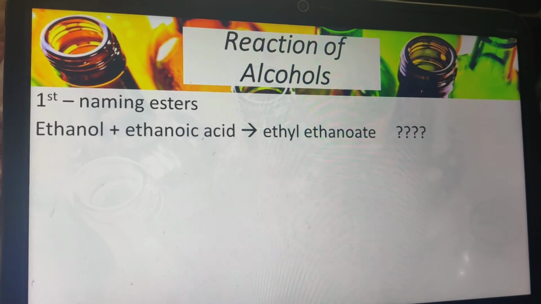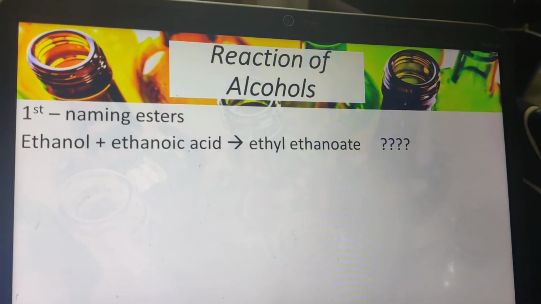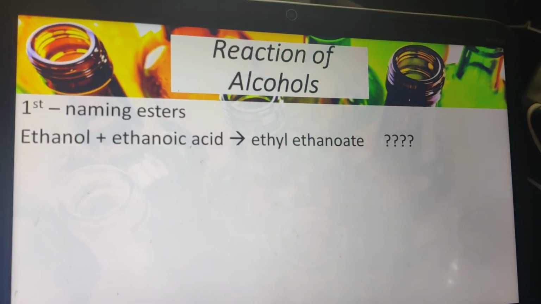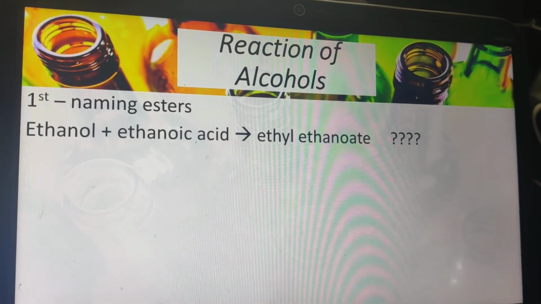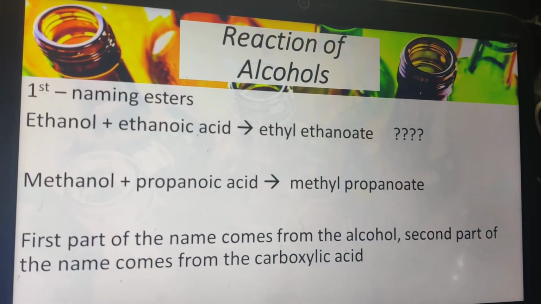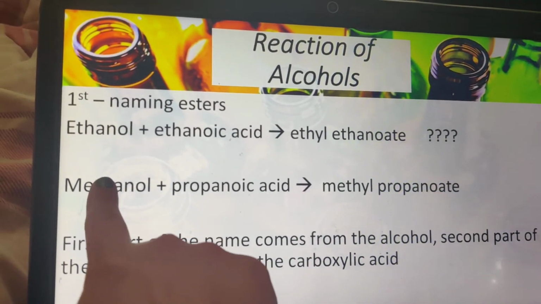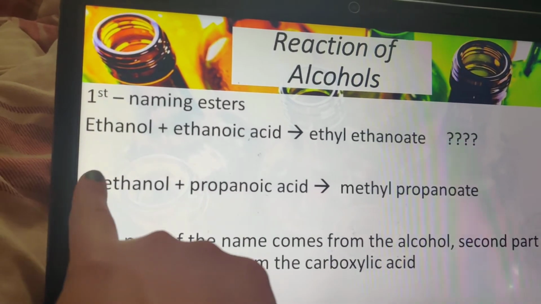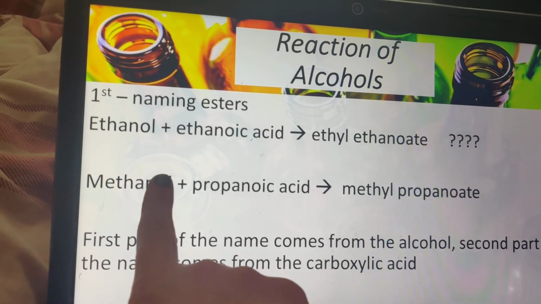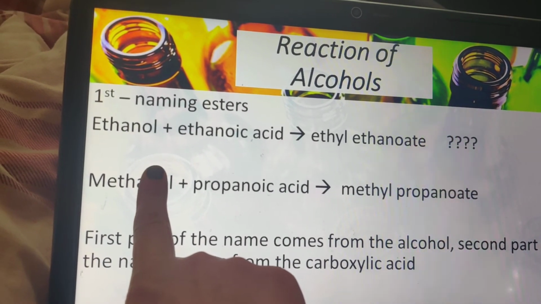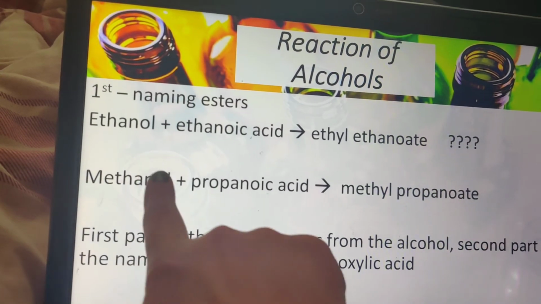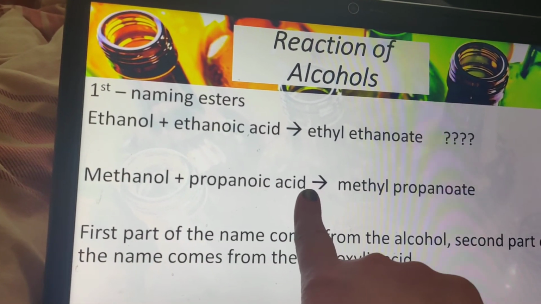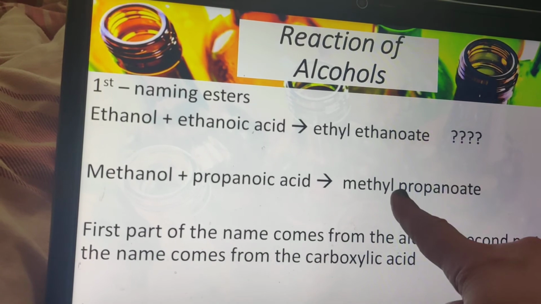The one that you needed to know if you did triple science was that ethanol and ethanoic acid made ethyl ethanoate, but you didn't have to really explain it. So it's easier to see if you pick a different alcohol and a different acid. Methanol loses its alcohol part and just becomes methyl, just a CH3. And propanoic acid, methyl propanoate.